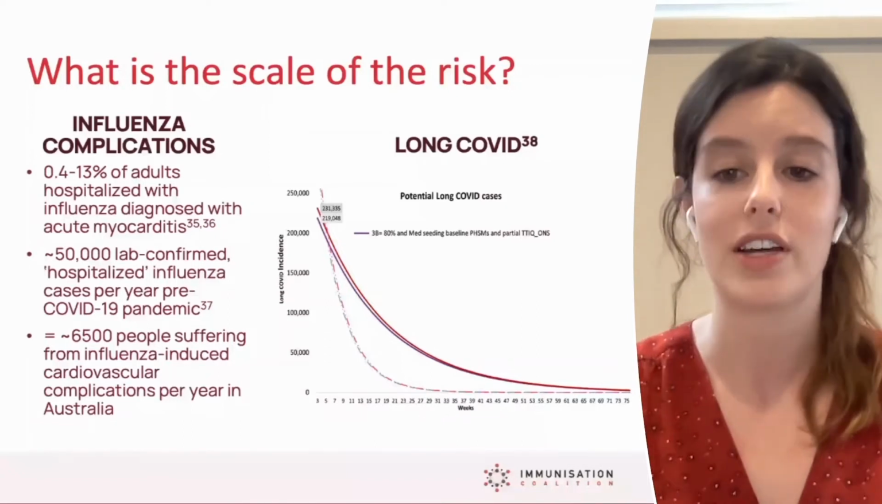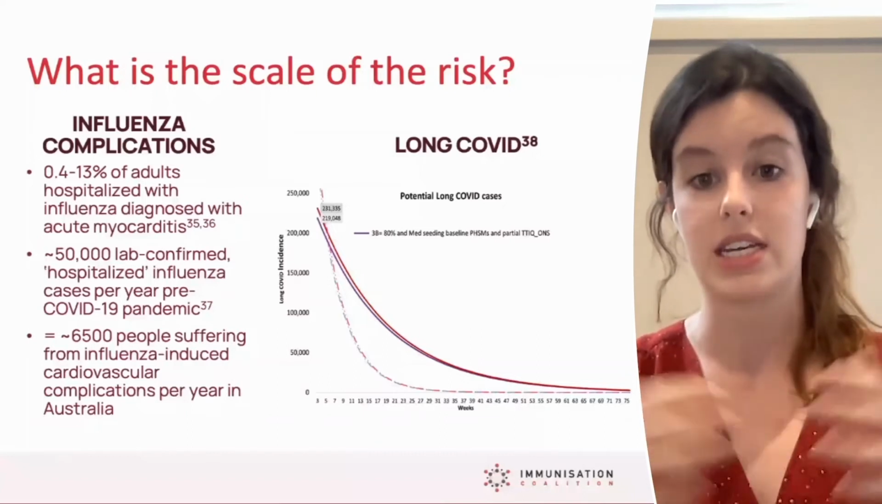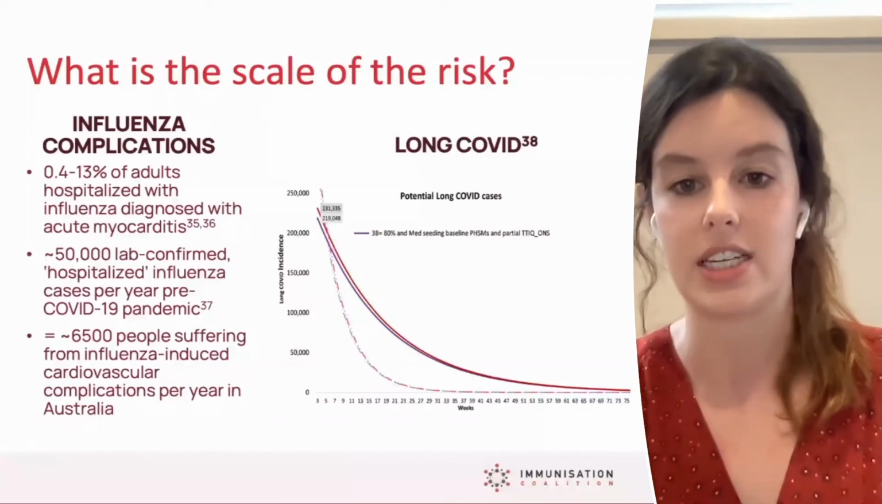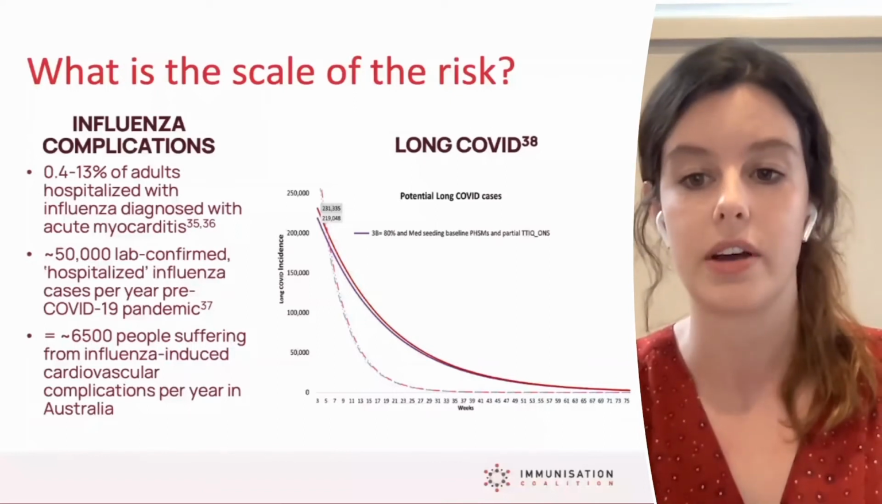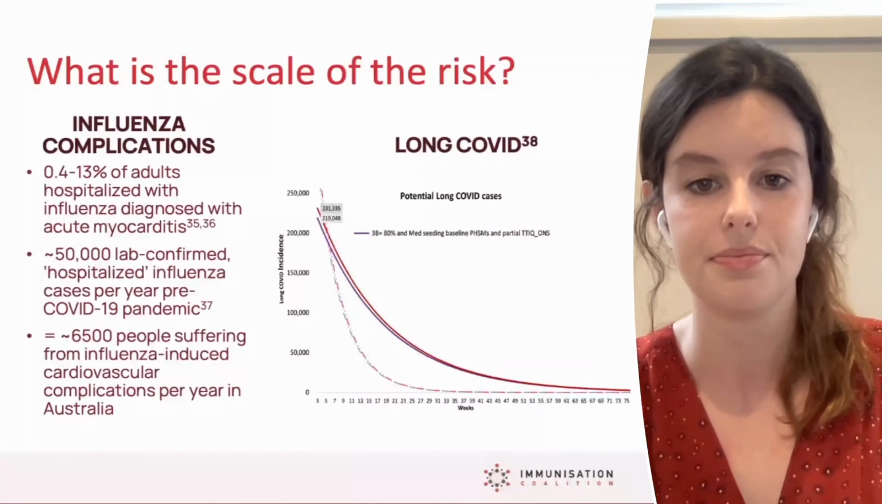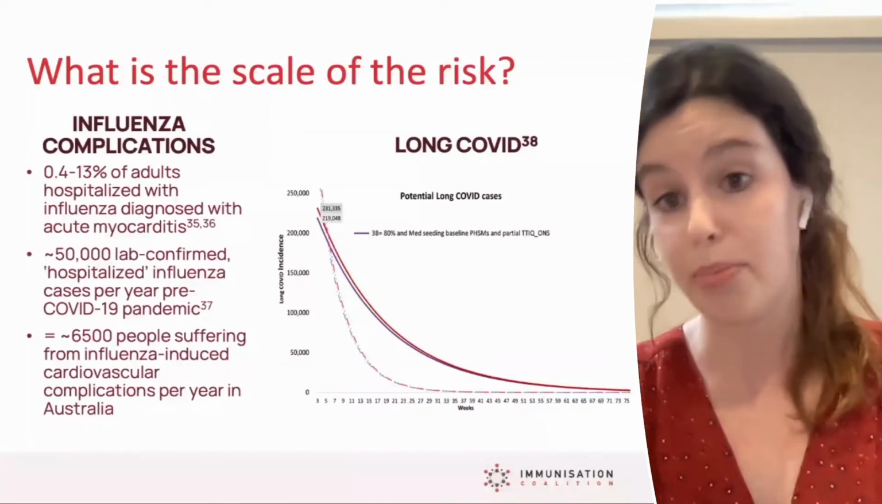So the number of cardiovascular complications we can expect to see come out of this is on just a completely different scale from what we can expect from influenza each year in Australia, to the point where this becomes a huge concern for our health system. So how is this happening?